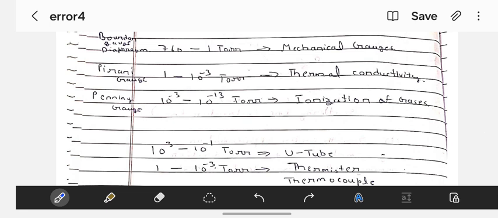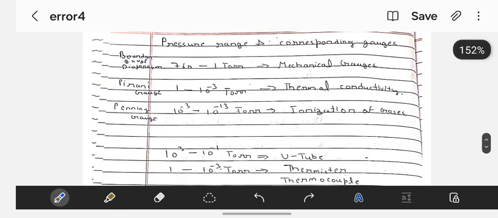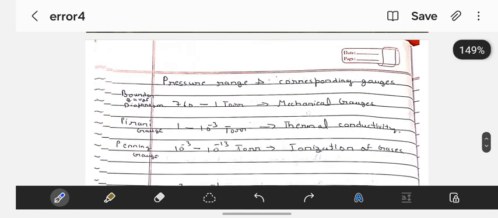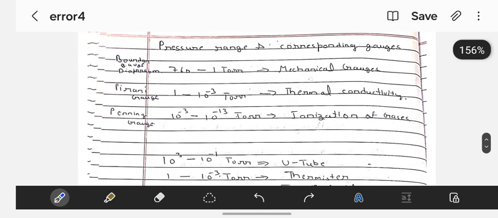Torr is nothing but 133 Pascal. That is 1 atm equal to 10 to the power 5 Pascal. So you understand what I'm talking about. 1 Pascal is nothing but Newton per meter square. Okay, so what type of instruments do we have to measure the pressure if we need to measure between the range of 760 to 1 torr? Torr came from Torricelli. Torricelli was a physicist who measured the pressure by manometer. You studied about him in the 11th class.